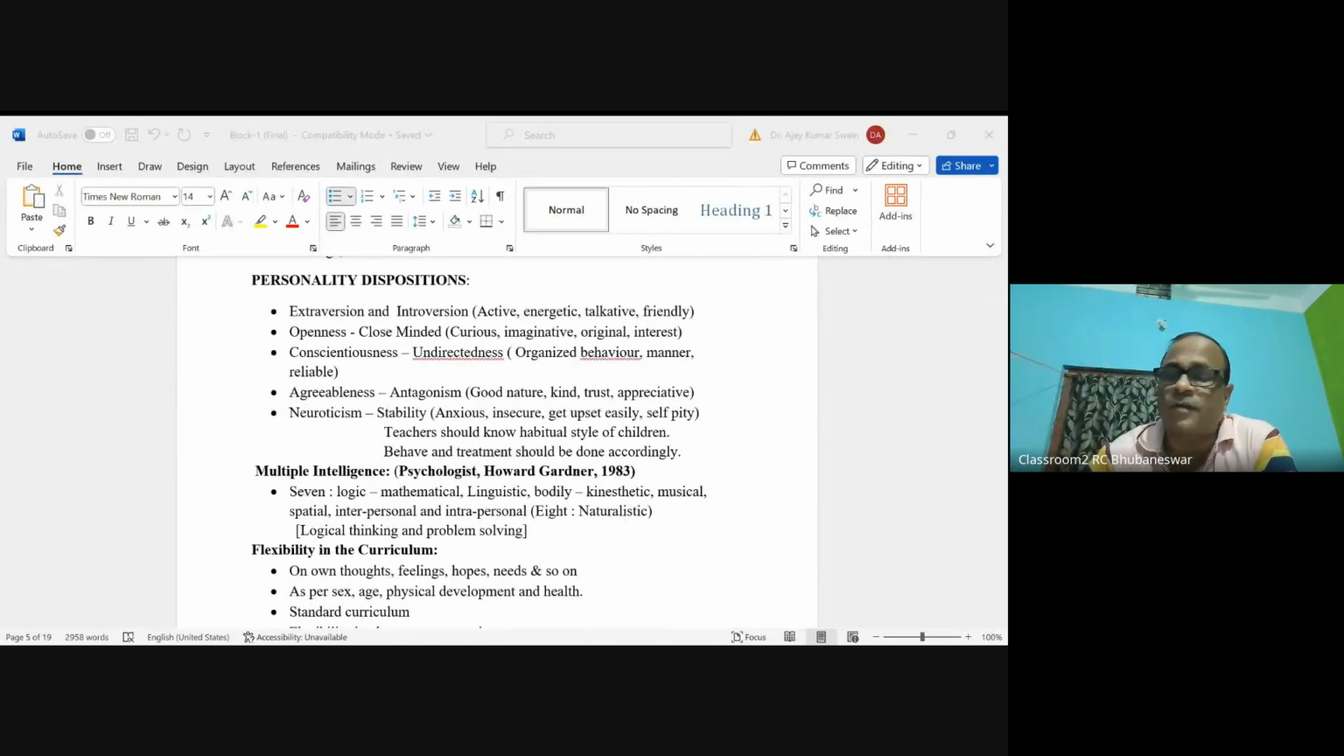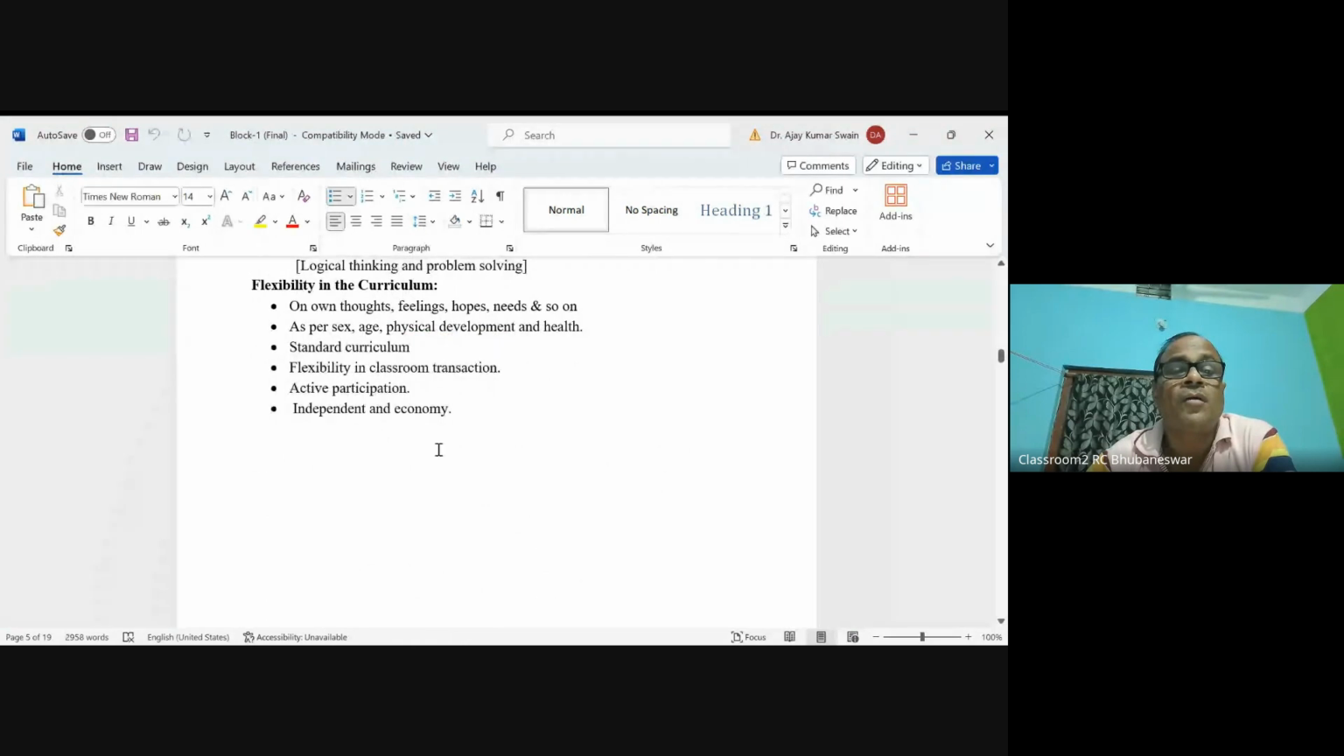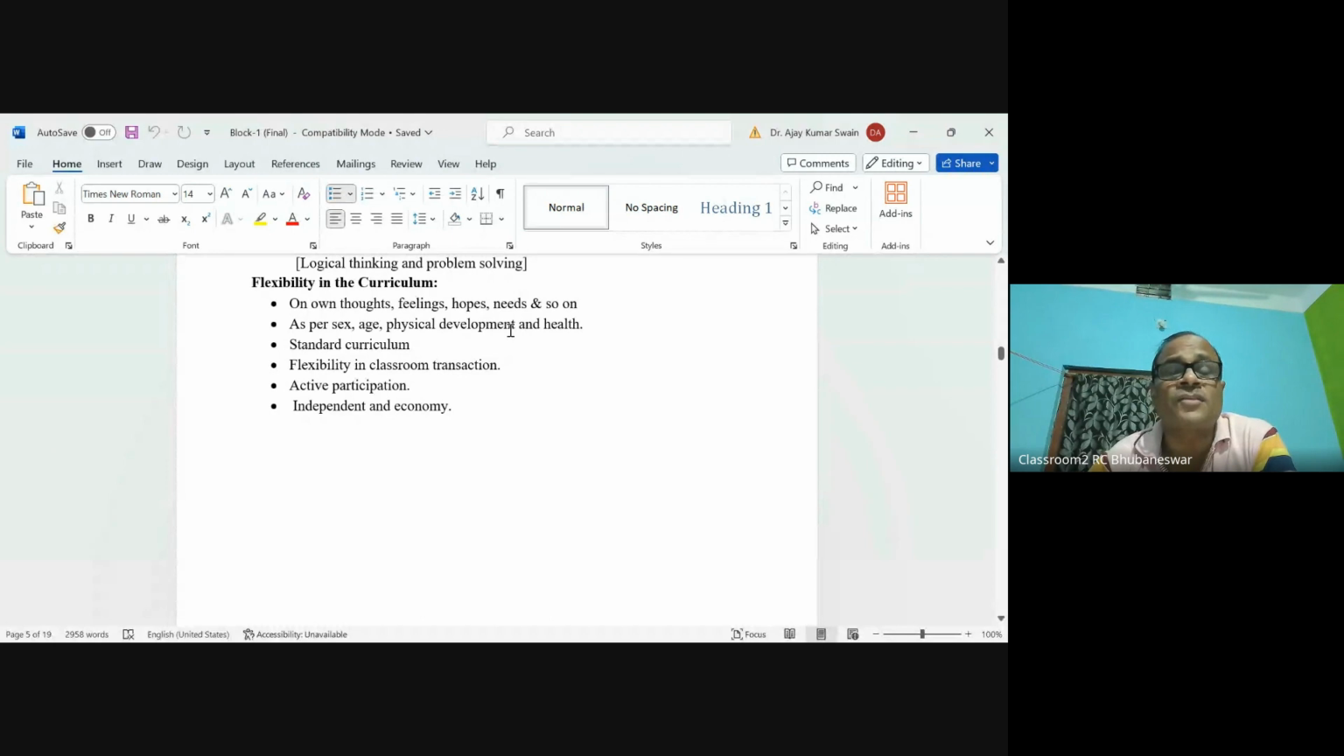Then flexibility in the curriculum. While we think about the curriculum of the learners, the curriculum should be flexible, based on the thoughts, feelings, and needs of the learners. The curriculum should be prepared accordingly. So the curriculum of Angul may be different from the curriculum of Sambalpur because the needs of the students are different. The curriculum of the urban children may be different from the curriculum of the rural children. That may be different from the tribal children, because need and requirement, feelings, experience are different.